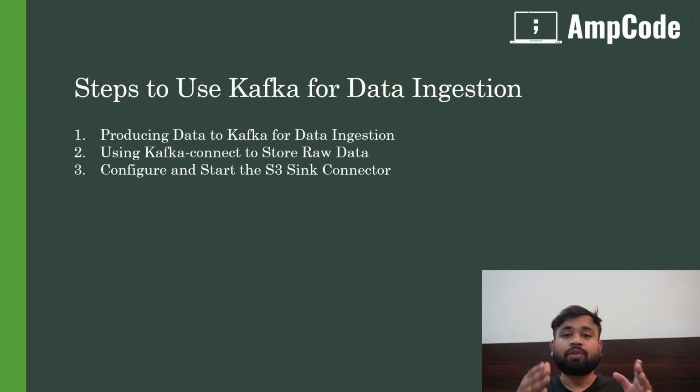Here we are going to use Kafka instead, and we are going to use Kafka Connect for storing the raw data. Raw data means it is not in the required format, because most often real-time data could have garbage values and you have to clean it up to make it more usable in the subsequent phases. Then you have to configure and start the S3 sink connector.